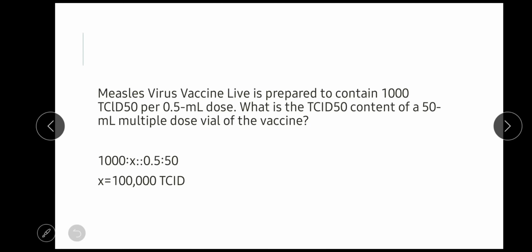Then, measles virus vaccine live is prepared to contain 1,000 TCID50 per 0.5 ml dose. It's the same again. What is the TCID50 content of a 50 ml multiple dose vial of the vaccine? So it's just ratio and proportion again.